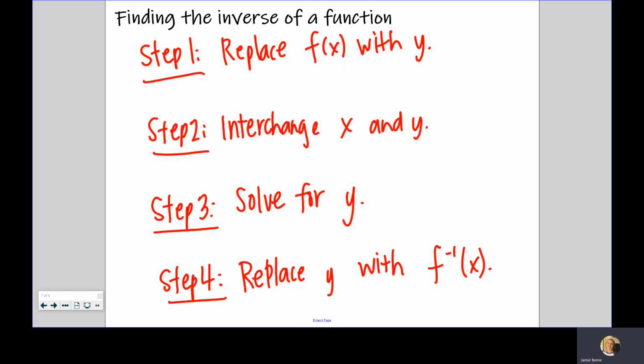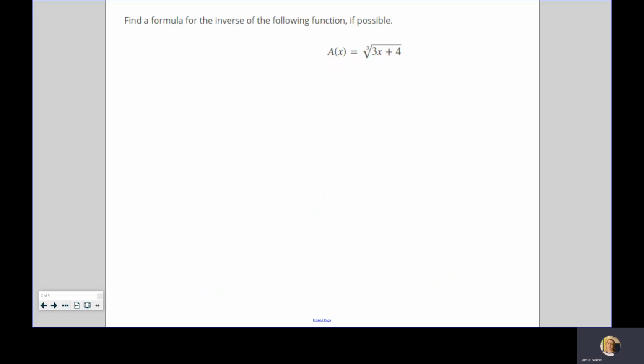All right, super easy steps. This whole process is pretty simple. The step that takes the longest is step 3 when you're solving for y. Sometimes this can be complicated, sometimes it's easy. It just depends on the function that you're working with. But let's look at a couple of examples.